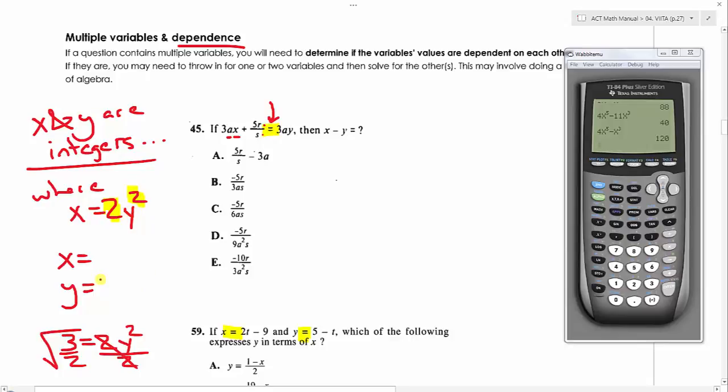Notice if I were to throw in y equals 2, then x becomes very obvious. 2 squared is 4 times 2 is 8, and boom, I have my x. I don't really have to do any algebraic manipulation.